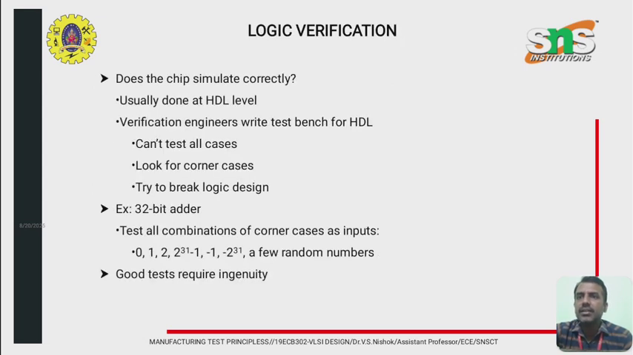So here is the topic: logic verification. Does this IC chip simulate correctly? We need to check the outputs for all the possible input combinations, not random combinations, but all the input combinations. Here is the example for a 32-bit adder. For a 32-bit adder, we need to start from 0 input up to the 2 power 31 input combination for getting a better result. So testing should be done after simulation and also after manufacturing the IC. That is the best way of testing to get good results.